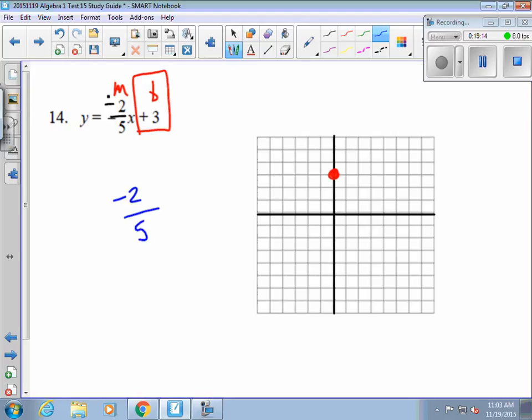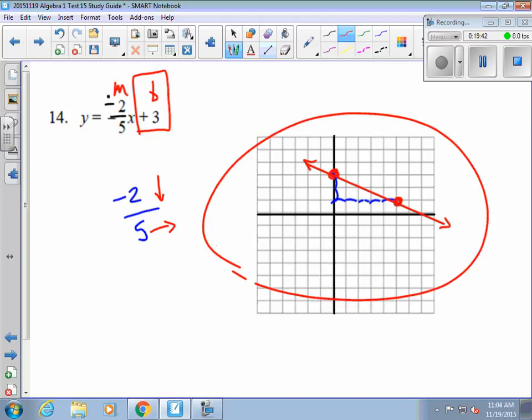Negative 2 means go up or down. Negative means go down 2. So down 1, 2. Positive 5 means go to the right 5. To the right 1, 2, 3, 4, 5. That's where your second point goes. When you have 2 points, you draw your straight line through those 2 points like so. And I'll just shift it over to where I know I got a straight line. That is what your graph looks like for y equals negative 2/5 x plus 3.